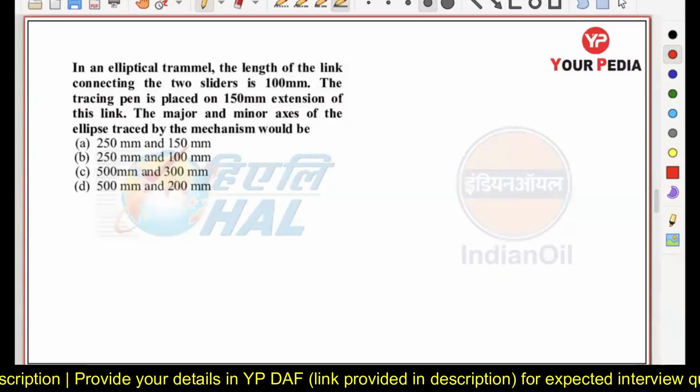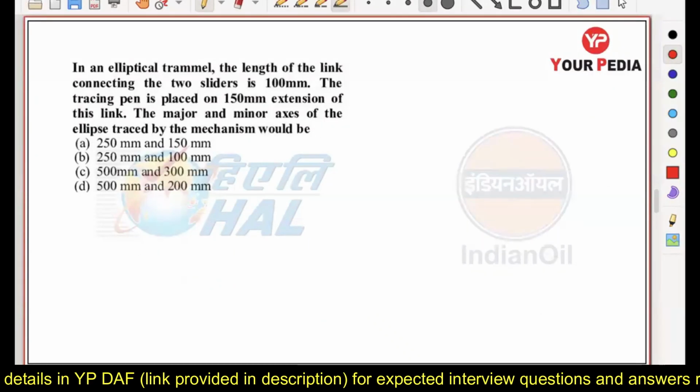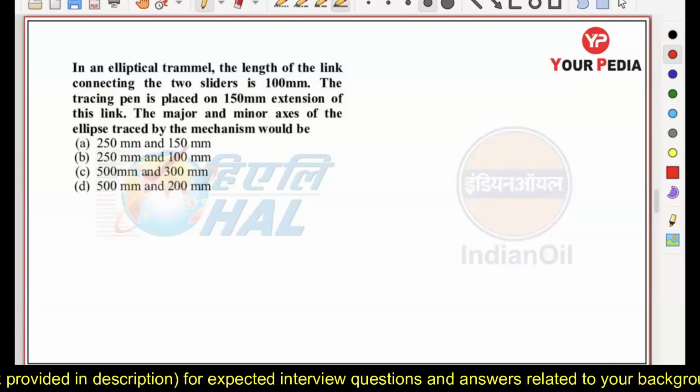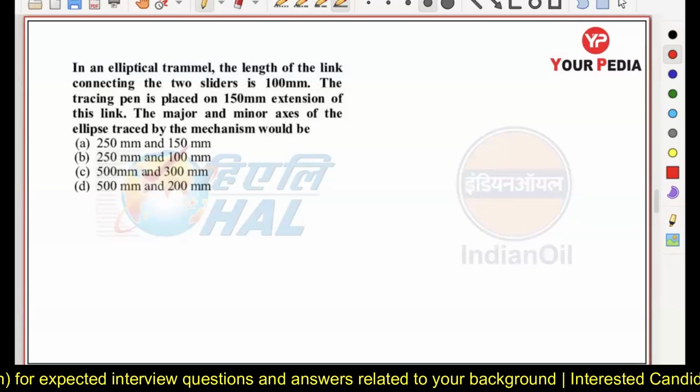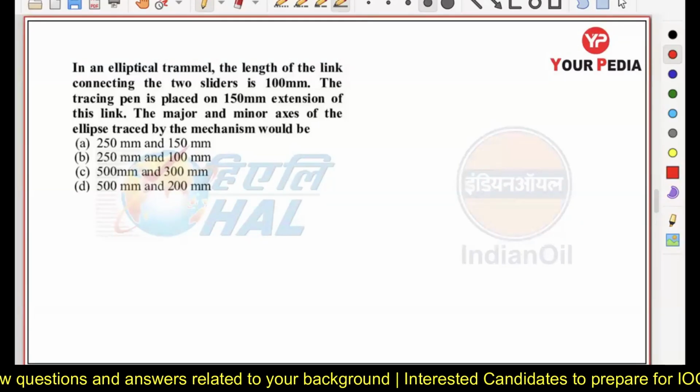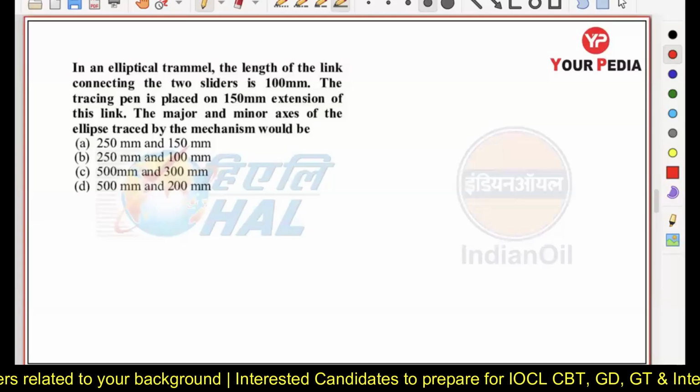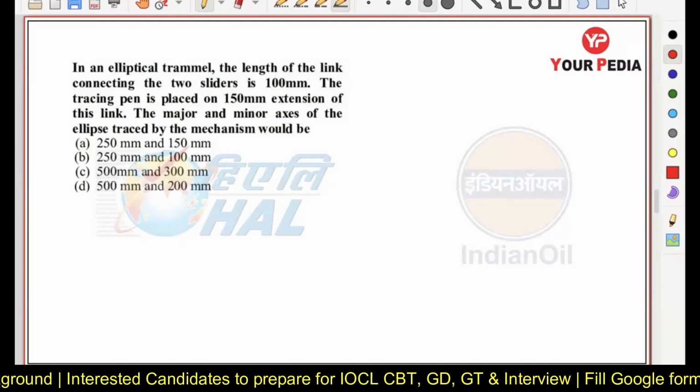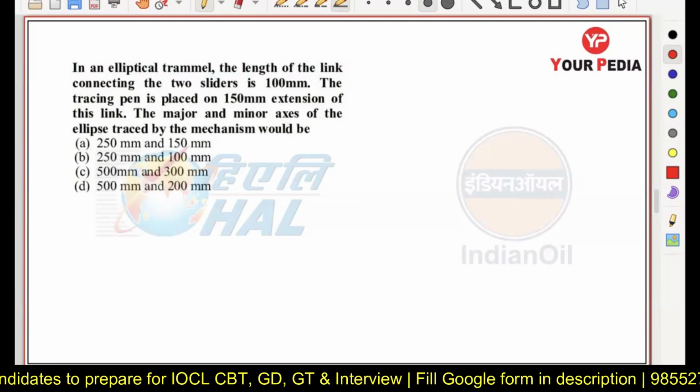In the elliptical trammel, the length of the link connecting the two sliders is 100 millimeter. The tracing pen is placed on the 150 millimeter extension of this link. The major and minor axis of the ellipse traced by the mechanism is. Just give me a second here.